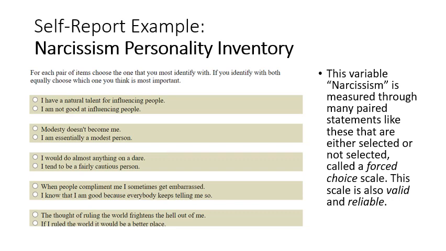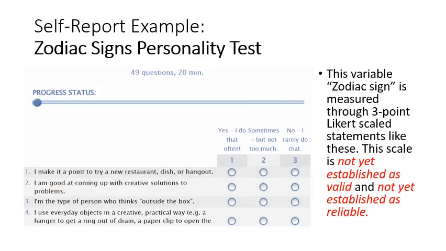In this example, this word "become" means like "flatters me." Modesty doesn't become me. It's not me. It's not a part of me. And the next pair: I would do almost anything on a dare, versus I tend to be a fairly cautious person. And so this is another way of measuring a trait, in this case of interest. And this is also a valid, reliable scale. The researcher did the work on this scale.